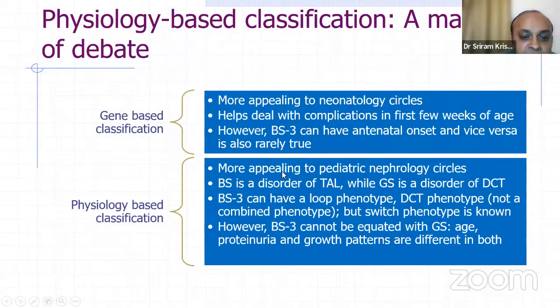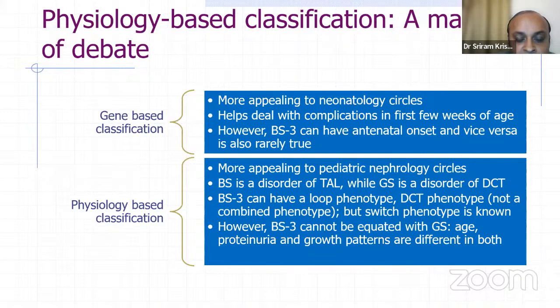The physiology-based classification is more appealing to pediatric nephrologists, because Bartter syndrome is a disorder of the TAL, while Gitelman syndrome is a disorder of the DCT. So some people say why you should be clubbing both. This is the disadvantage of this one. Then BS3 can also have a loop phenotype, whereas a DCT phenotype, which is not a combined phenotype but a switch phenotype, is described in Bartter syndrome type 3, in which initially you may have a loop phenotype and later you may switch over to the DCT phenotype. So this makes it confusing to classify all people as loop in a physiology-based classification.